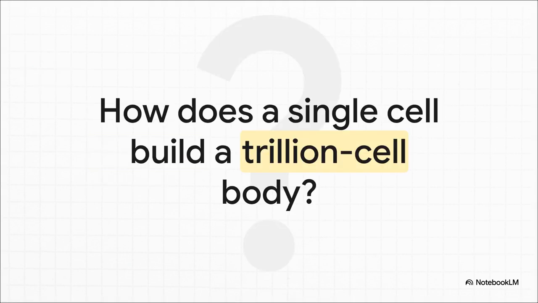So let's get right to it. The big question, the one that has fascinated scientists for literally centuries, is right here. How does one cell give rise to trillions of others that know how to organize themselves into eyes, a heart, a brain? It's a process that is just absolutely mind-boggling when you think about it.